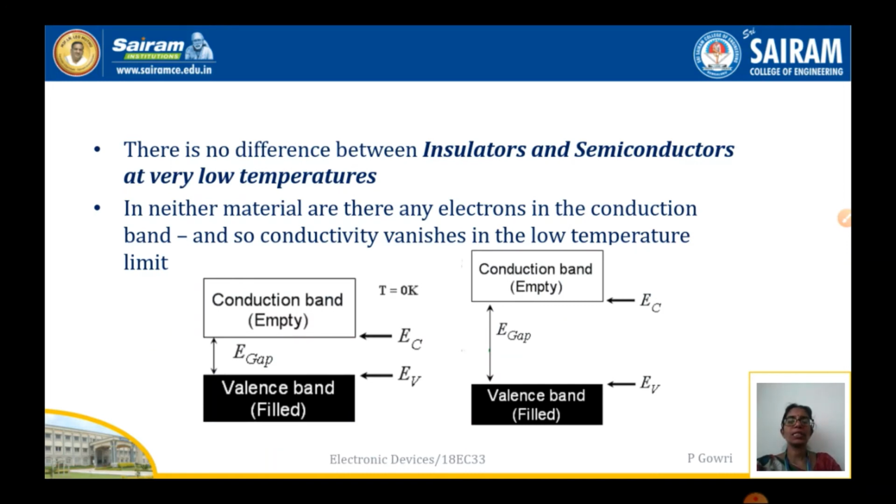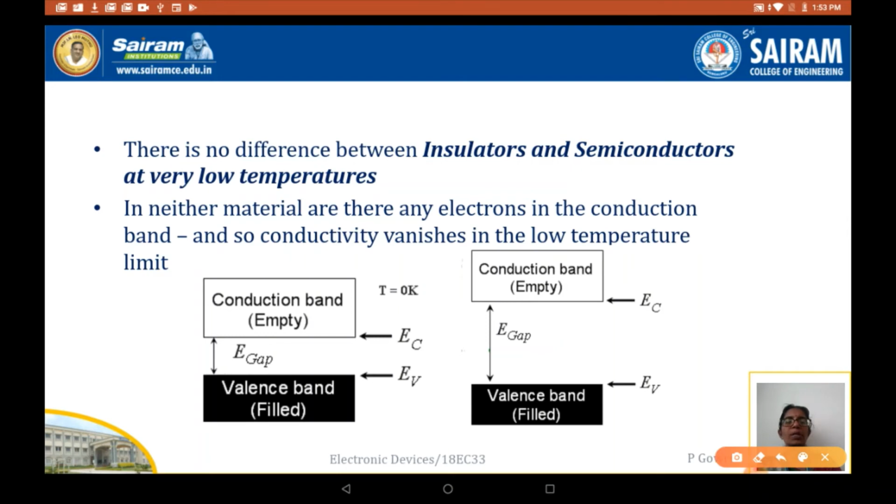As we discussed, there is no difference between insulators and semiconductors at low temperature. In either material there are no electrons in the conduction band, and so conductivity vanishes at the low temperature limit. As temperature increases, the electrons in the valence band of the semiconductor will be able to move to the conduction band, whereas in the case of insulators, because of the large gap, the electrons will not be able to go to the conduction band, and hence there is no electric conductivity.